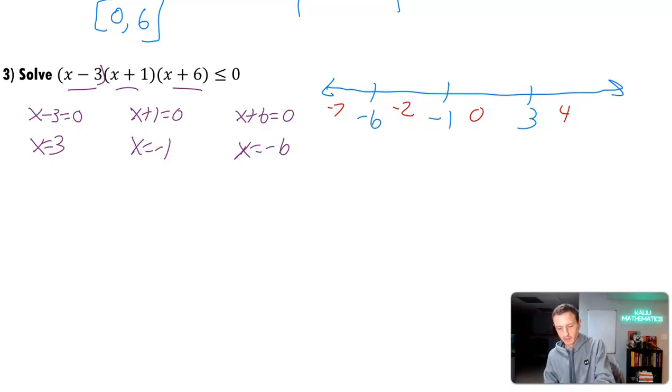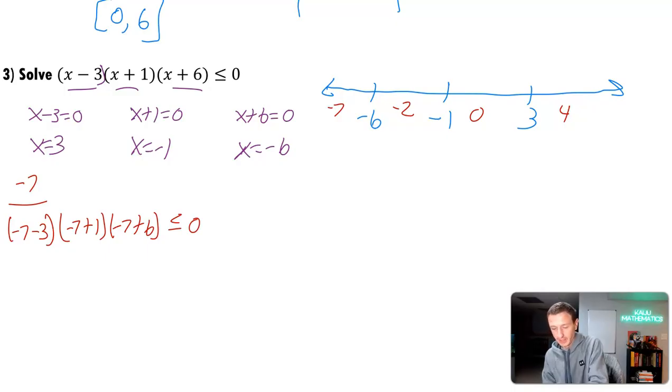So a little bit of some messy work here. For this first interval, I'm going to try to keep this as clean as possible. I'm going to do this over here, actually. So for my test point of negative 7, this is going to be negative 7 minus 3, negative 7 plus 1, and then negative 7 plus 6, less than or equal to 0.